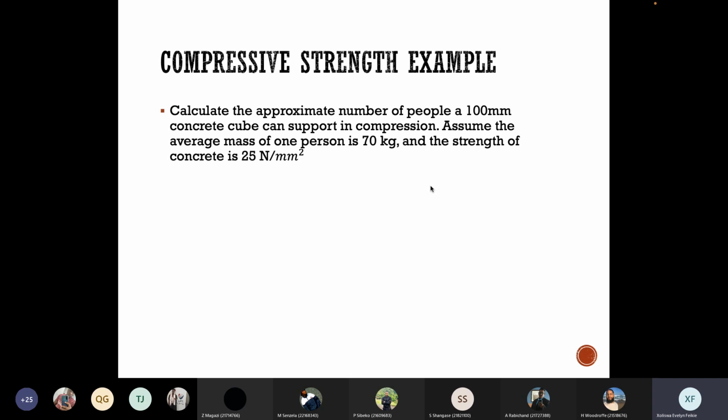So is there anyone who's still confused about how you're supposed to move if you get a question like this? Or the person that asked the question, do you understand now?